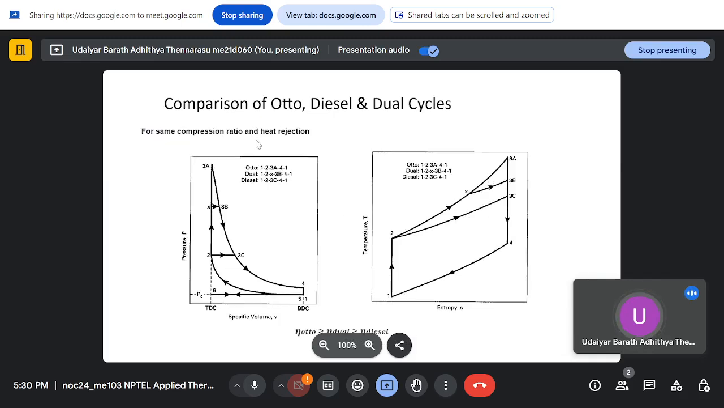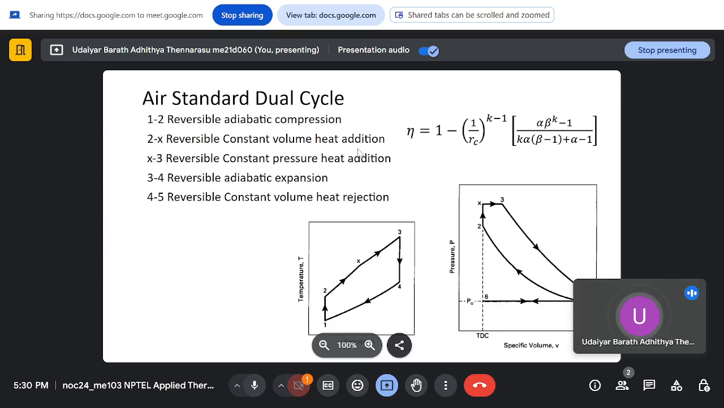And similarly, your air standard dual cycle. So here you have heat addition happening in two processes. So this is a combination of both the diesel and Otto cycle. So it has first constant volume and then it happens at constant pressure. So this is how a dual cycle works, and the expression for efficiency is given like this.